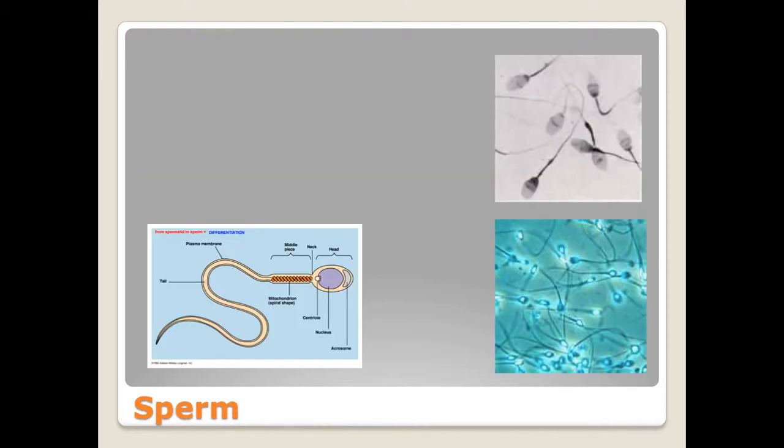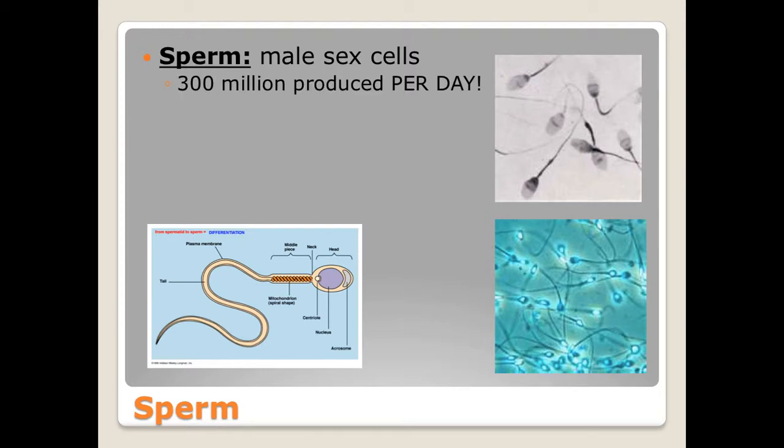A little bit more about sperm development. The sperm are the sex or male sex cells. They are relatively simple and very small cells. Because they are so small and simple, it doesn't take a lot of energy to make sperm. So men can make up to 300 million sperm every day.